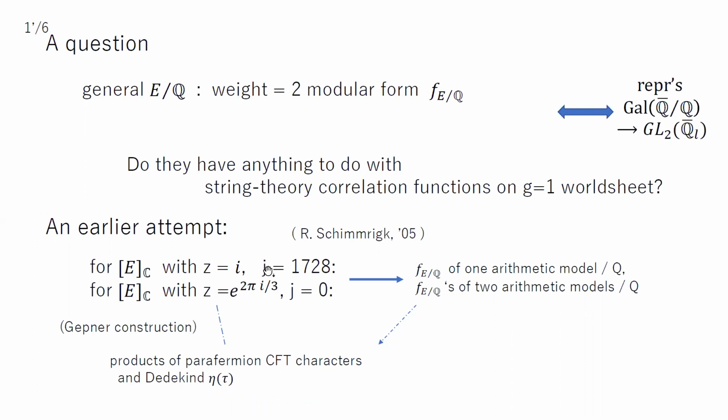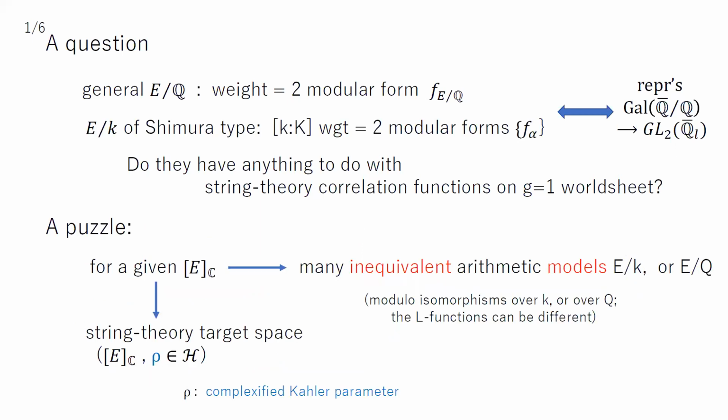To my knowledge, this is virtually the only work that comes in that context, in the quest for the origin of the modular transformation. And yet, as I said earlier, there are infinitely many arithmetic models for a given geometry over C. There is also an issue of the choice of the complex parameters. There are infinitely many elliptic curves with complex multiplication, and only very few of them have Gepner constructions. So the whole picture is totally unclear at this moment. I wish to understand it better. So that was my motivation.